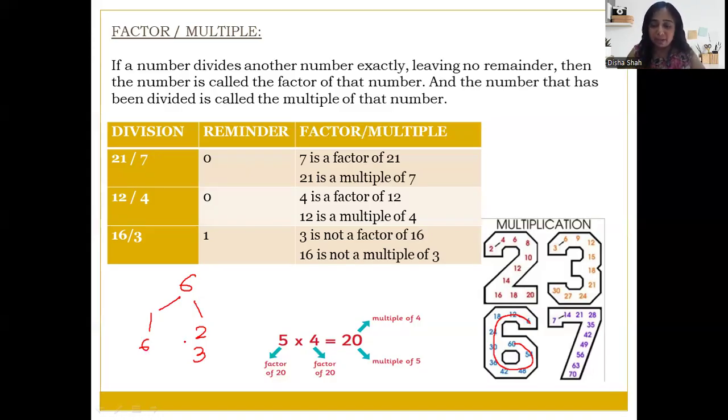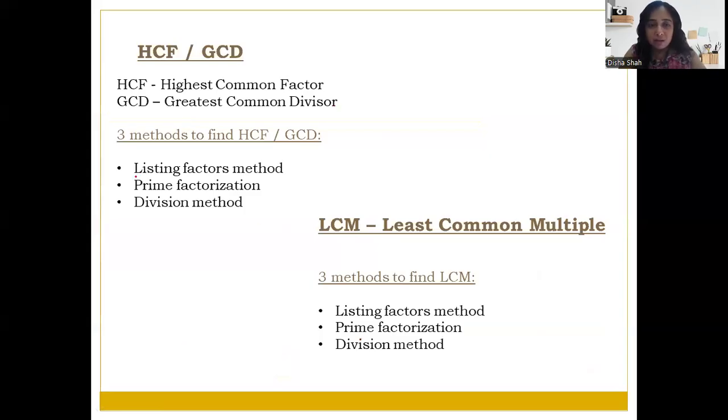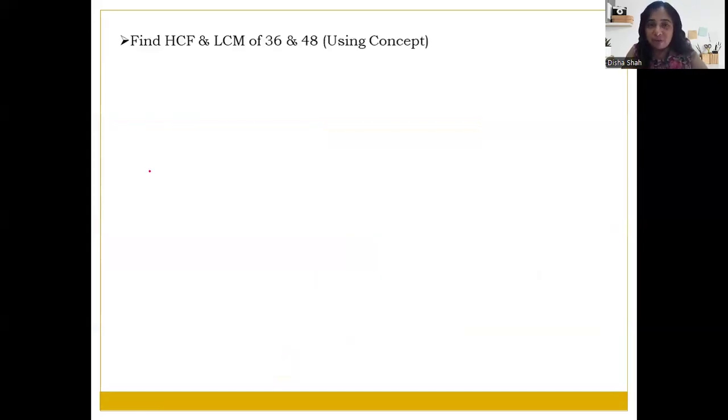So you cannot tell anyone the number of multiples of 6. Now, there are different methods through which you can find HCF and LCM. Let's understand all the methods. First, we will find the HCF and LCM using the concept.